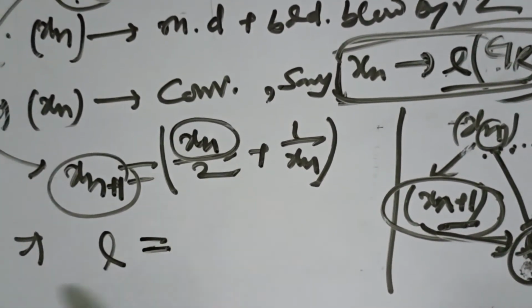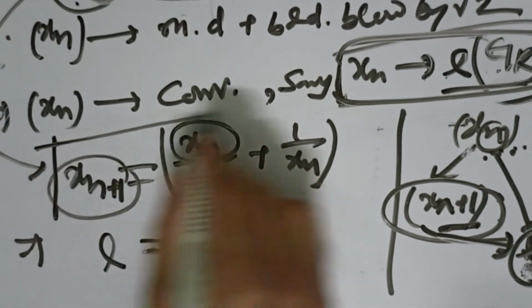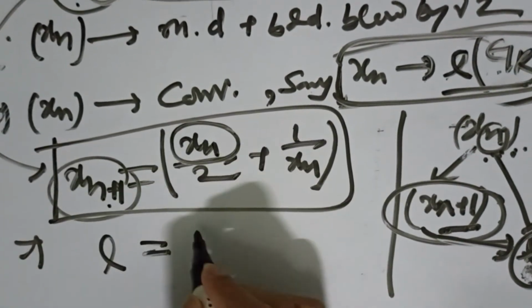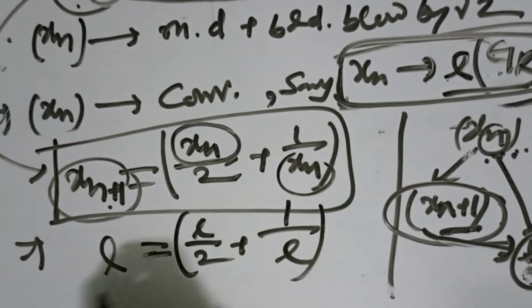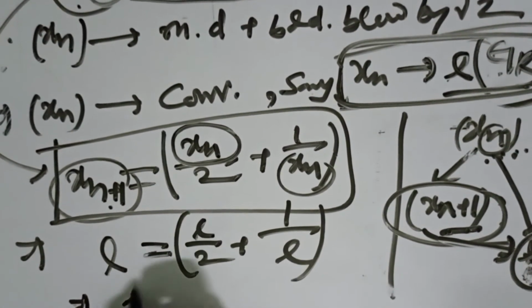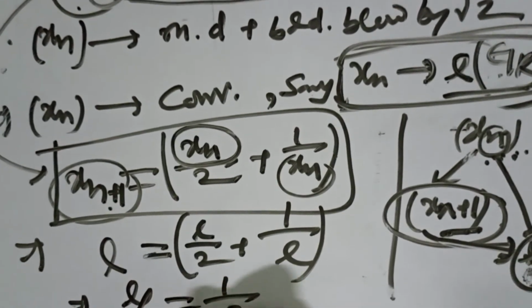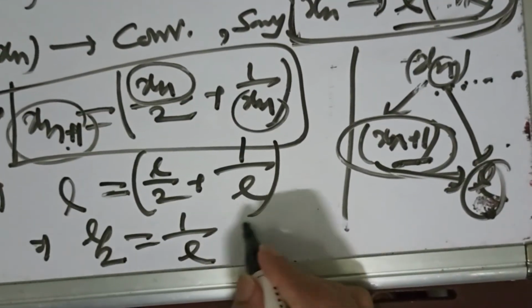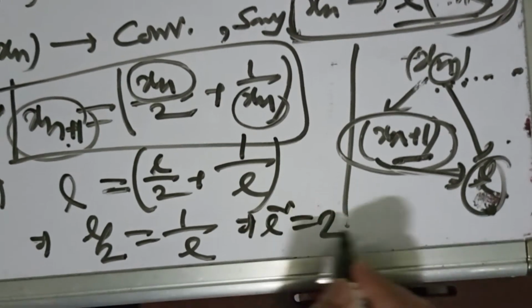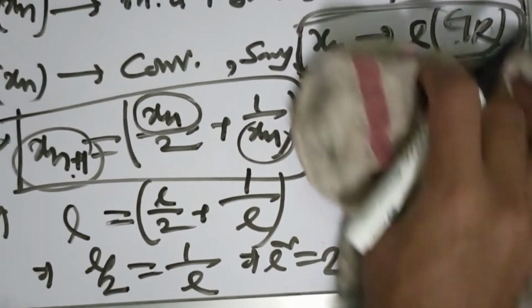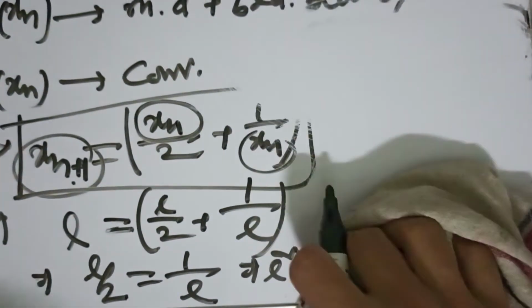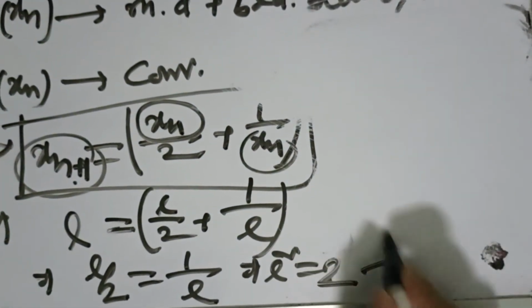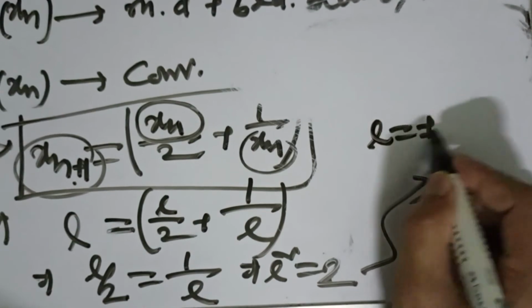So I am taking the limit on both sides, and I get L equals L by 2 plus 1 upon L, because xn converges to L. So the left side, L minus L by 2, is L by 2, equal to 1 upon L. This gives L square equal to 2. If L square equals 2, then L equals plus or minus root 2.